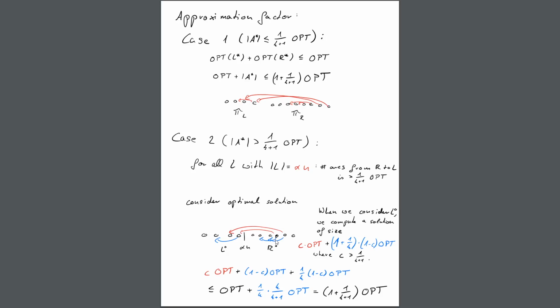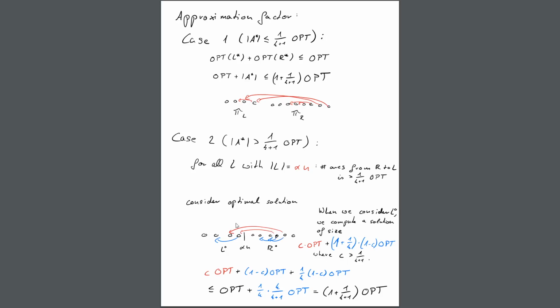But now note that whatever the optimal solution is, some fraction c of it are red arcs, and some fraction 1 minus c of them are blue arcs. And by our assumption, c is at least, or is more than, 1 over k plus 1.